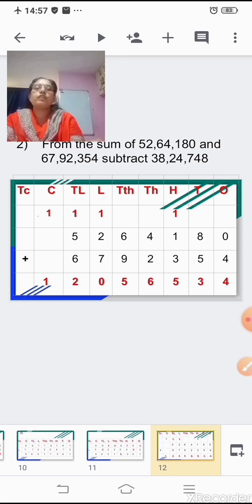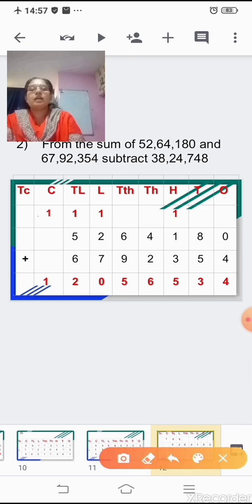38,24,748. So first what we will do is we will add the two numbers, that is these two numbers 52 and this one, and from the answer of this you will subtract this number. So we'll make a table and write the number first. We already made a table here. So 52,64,180 plus, when the word sum is given, you will add the two numbers. You will add 67,92,354.